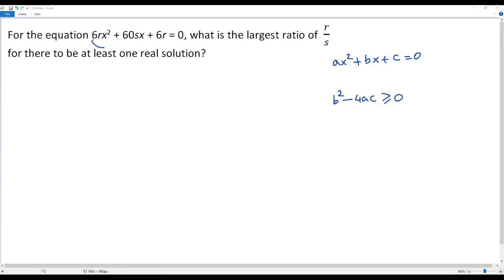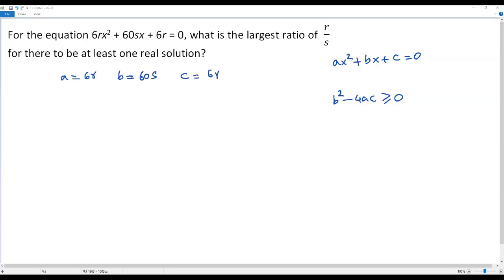Comparing the given quadratic equation with ax² + bx + c = 0, we get a = 6r, that is the coefficient of x squared. Here the coefficient of x squared is 6r, and b equals the coefficient of x, that is 60s. Let me write it over here. And the constant term c equals 6r.